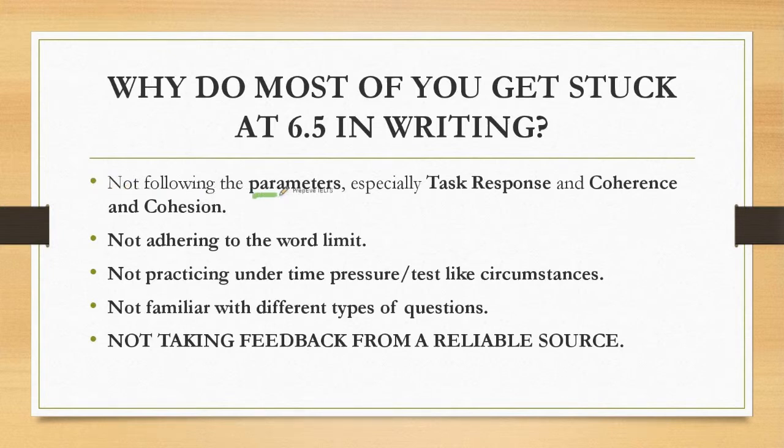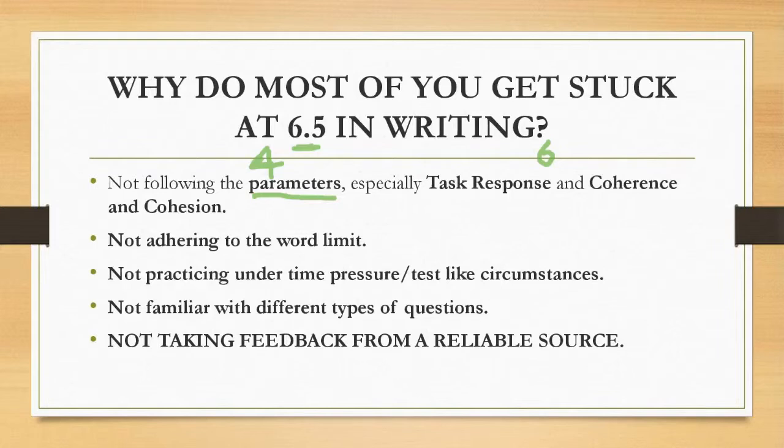Not following parameters. We discussed 4 parameters, and I'm pretty sure you are messing up in one of the 4 parameters or all of them, and that's the reason you end up being here. Let me tell you one thing that you might not be aware of. If you get 7 in all the parameters, then you get 7 bands in writing. But if you get 6 in any one of the parameters, your score would drop down to 6.5. Now you understand the importance of parameters. If you scored lesser in any one of the parameters, you would end up scoring 6.5 in your overall writing.